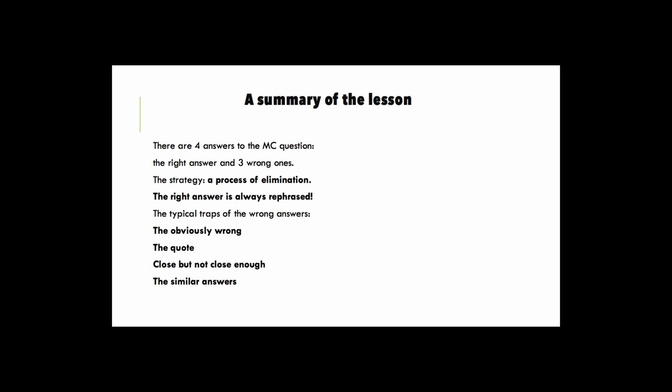Wonderful! You've just completed today's lesson. So let's sum up what we learned about the multiple choice questions. There are 4 answers, the right answer and 3 wrong ones. The strategy is a process of elimination. The right answer is always rephrased. The wrong answers contain traps. The obviously wrong trap, the quote trap, the close but not close enough trap, and the similar answers trap.